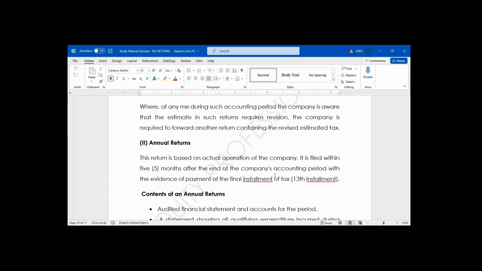Assuming they have paid 20 million based on estimated tax, and when they are doing their annual return, they discover that they need to pay petroleum profit tax of 25 million. They will remove the 20 million and pay the balance of 5 million. That balance of 5 million is the 13th installment. That one will be paid 5 months after the end of the year.